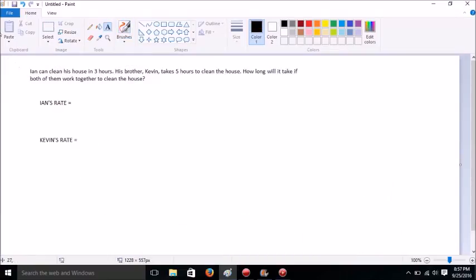Now for the second problem. Ian can clean his house in 3 hours. His brother Kevin takes 5 hours to clean the house. How long will it take if both of them work together to clean the house? So it's a simple word problem.